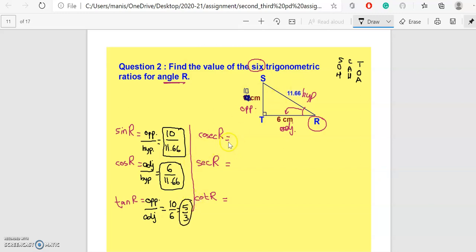Now cosecant R is what? Reciprocals. You flip these numbers. Your answer is what? 11.66 over 10. Let me rewrite it.